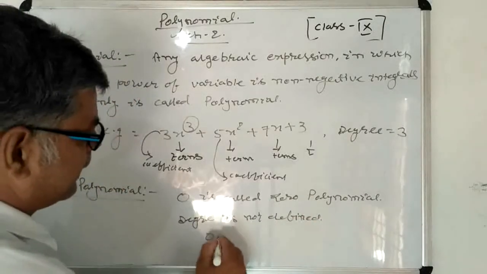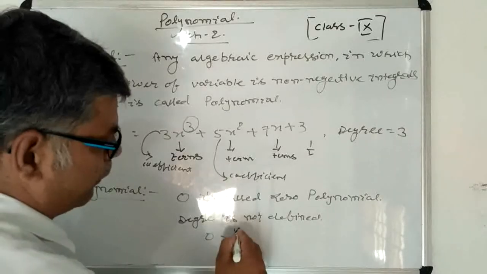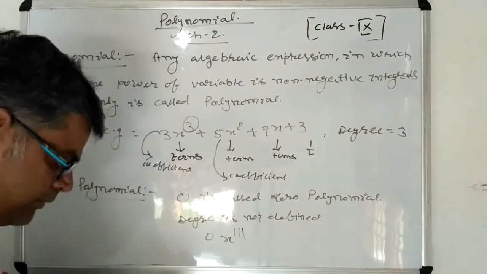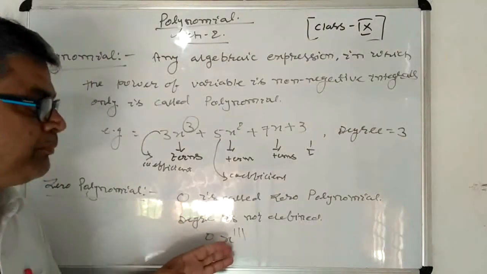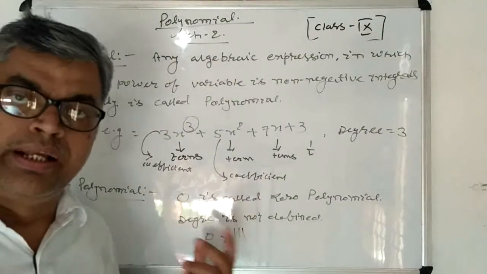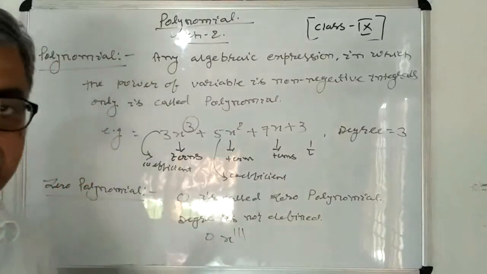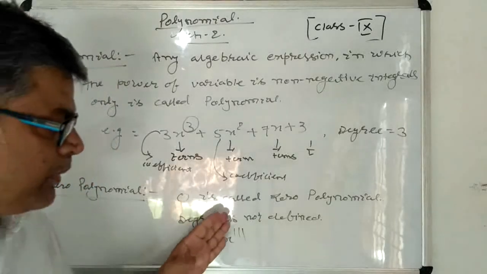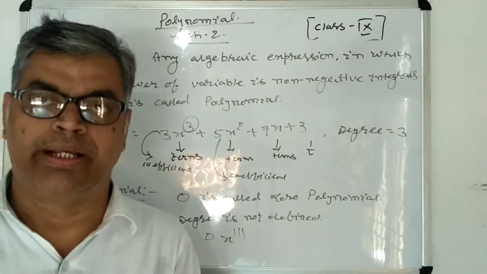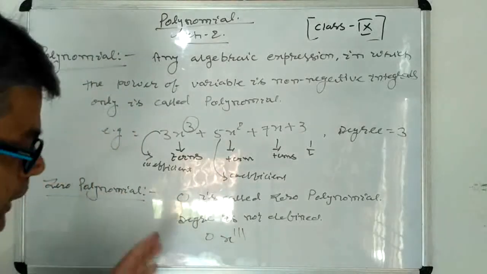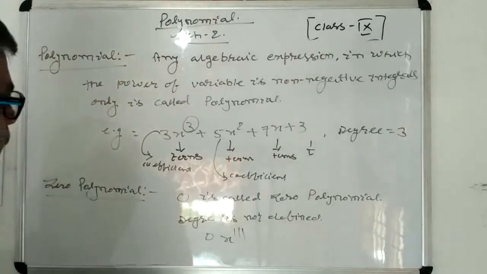Because 0 can be written as 0 raised to power 1, 11, 111. So if you write any power of x, in the case of the zero polynomial, it will be 0. So that's why the zero polynomial degree is not defined. It is infinite. So this thing you have to keep in your mind.